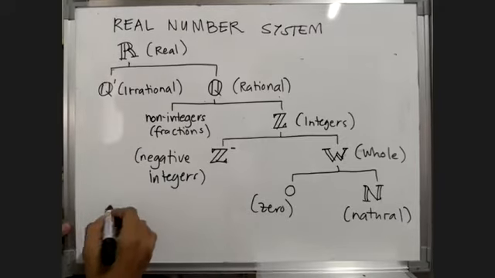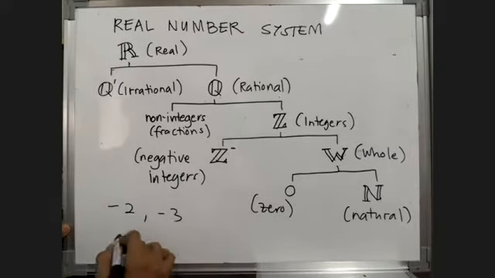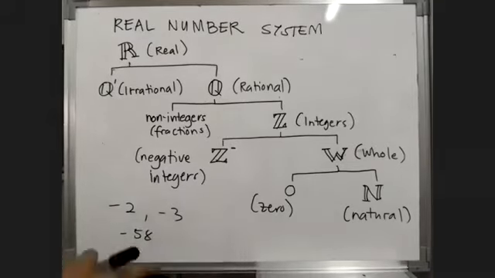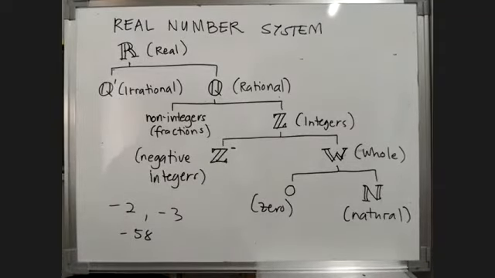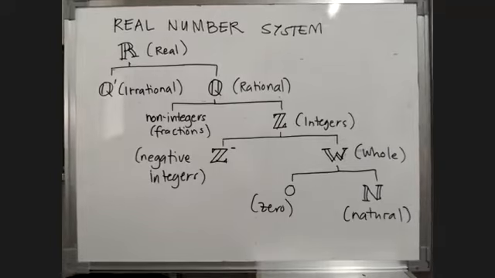Si negative numbers, meron siyang sign na negative. So for example, I have negative 2, negative 3, negative 58. Ayan si negative numbers or negative integers. May negative siya. I-discuss ko mamaya kung paano nalalaman yung value ng negative.